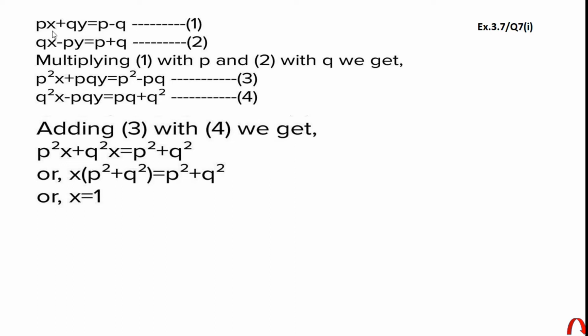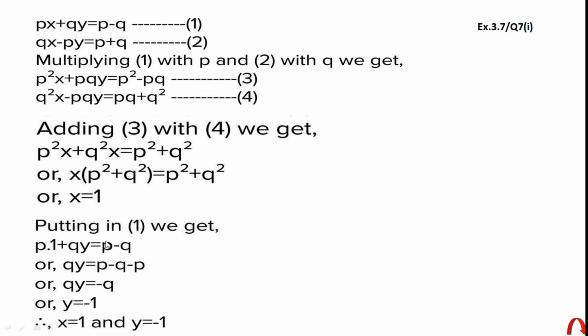We can substitute this value here. In the first equation, we get p into 1, dot means into here, multiply, and we get this. P and p will cancel. We get qy is equal to minus q. Dividing by q, we get y equal to minus 1. Hence, the solution becomes x equal to 1 and y is equal to minus 1. So the idea is that we always eliminate one of the terms because the coefficients have swapped.